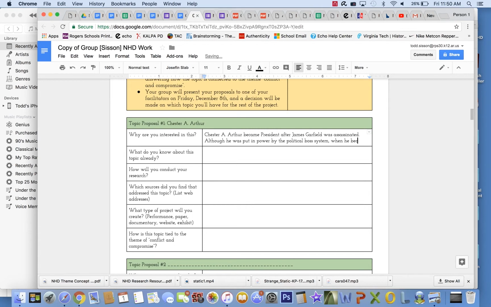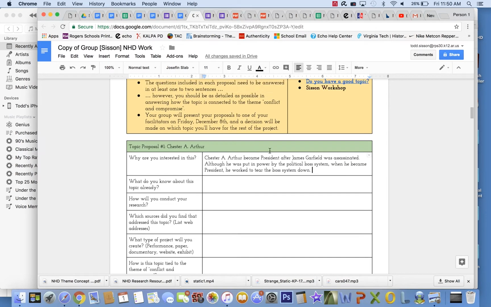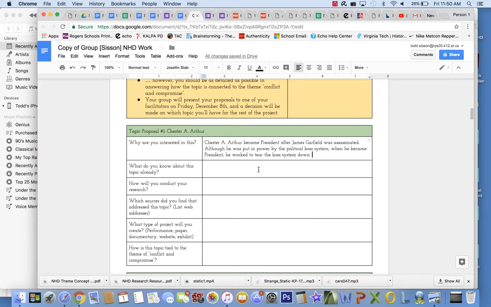When he became president, he worked to tear the boss system down. So you may not know what the boss system is, you may not know how that worked, but we're going to hopefully find out a little bit more about this. I'm interested in that mainly for the human element, to think that a guy could just change. Like he benefited from a system and then he was like, no, this is bad, I'm going to tear it down. That's really interesting to me.